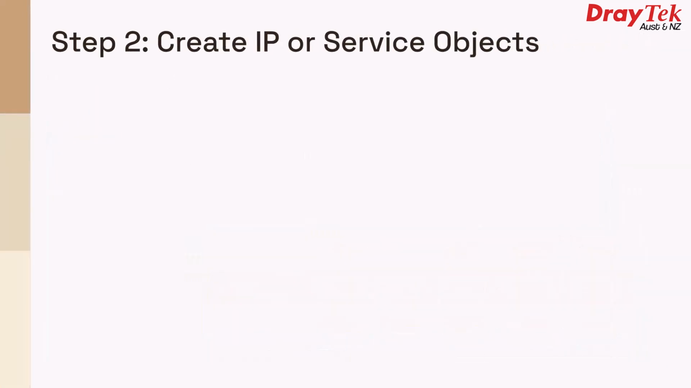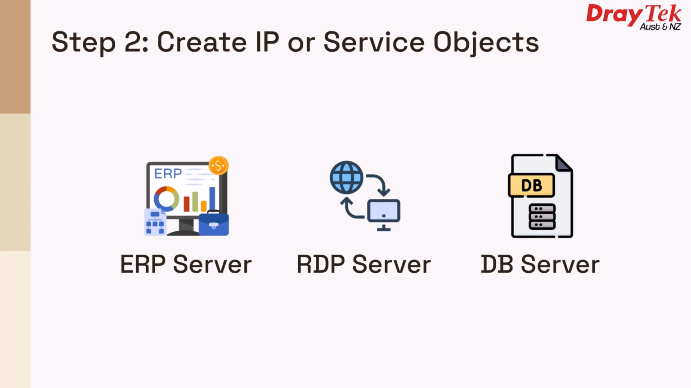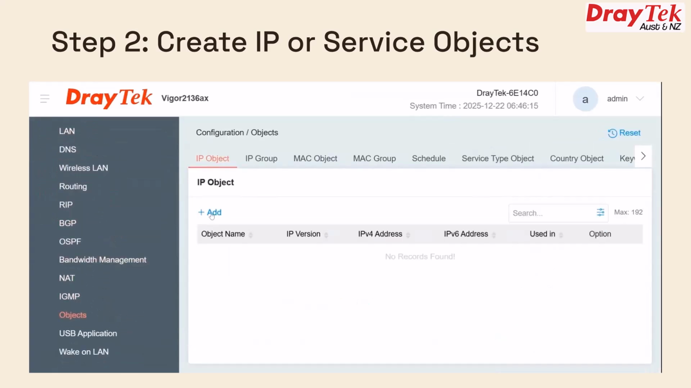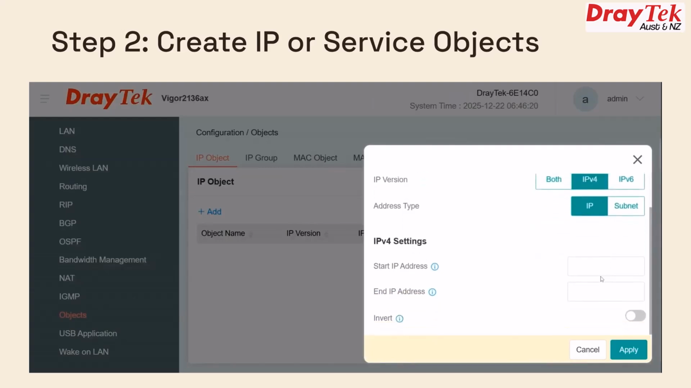Create IP objects for the services that need QoS, such as ERP, RDP servers, or other database servers. Then, add these IP objects into an IP group so you can apply policies more easily. Let's set up a rule for the RDP servers as an example. Go to Configuration Objects, then click Add under IP Object. Give the object a name, select the IP version and address type, then enter the IP address. If you have multiple IP addresses, specify the start and end IP range.